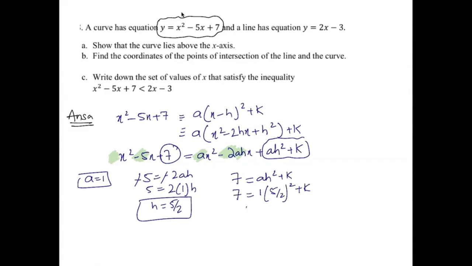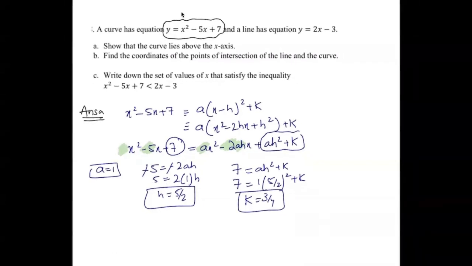So I can solve for k. The k value is going to be 7 minus 25 upon 4. Guys, you should get 3 upon 4. So my completing the square form is going to be x minus 5 over 2, the whole thing squared, plus 3 upon 4. Okay, that's the completing the square form.